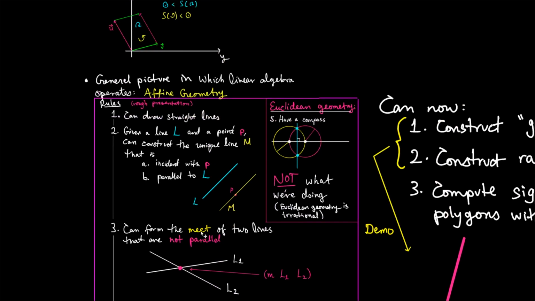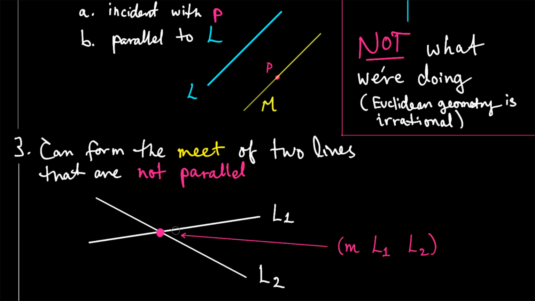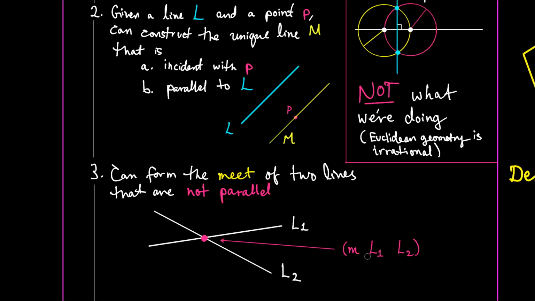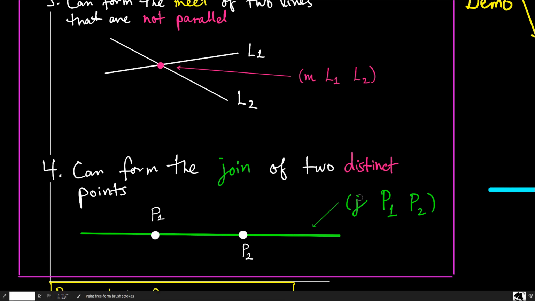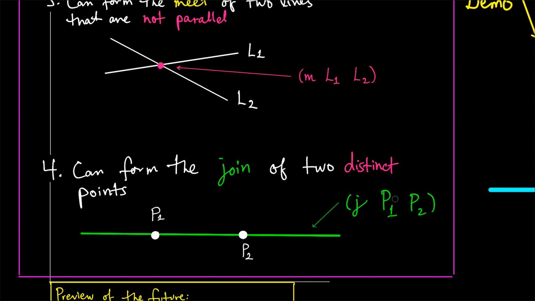Okay? We can form the meet of two lines that are not parallel. This is important. So I denote this with an S-expression, M, L1, L2. Okay? And we can form the join of two distinct points, which is the unique line that is incident with both points, P1 and P2. Two lines that are not parallel will meet in exactly one point. We've mentioned that before. And the join of two distinct points: there's an infinite number of lines that go through a single point, but if you have a point and another point, there's only one line that goes through both of them, and that's called the join of the two points, which I denote simply as J, P1, P2 in an S-expression.